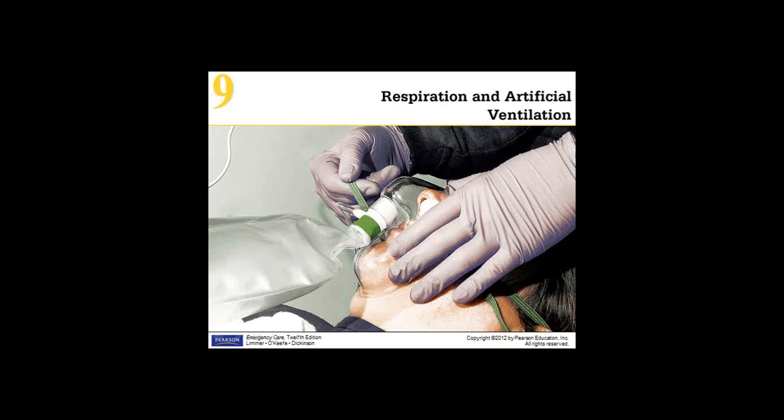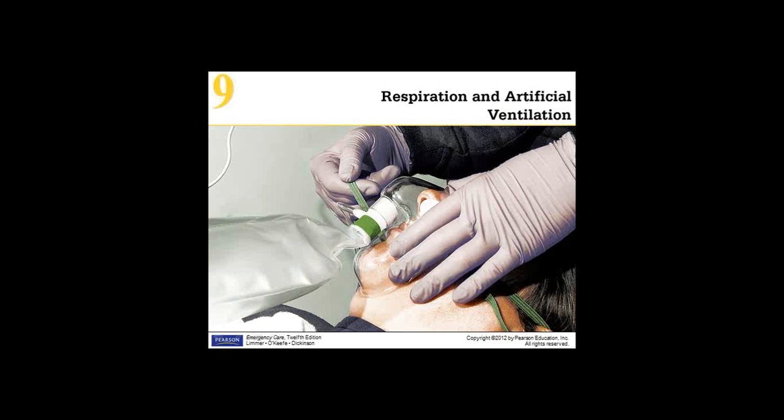All right, Chapter 9, Respiration and Artificial Ventilation. This is the second half of Section 2 that has to do with maintaining airways and breathing. This chapter is a very important chapter as well. Not only do we have to have the A, but we have to have the B as well. And so breathing is one of the biggest things that we deal with in EMS.